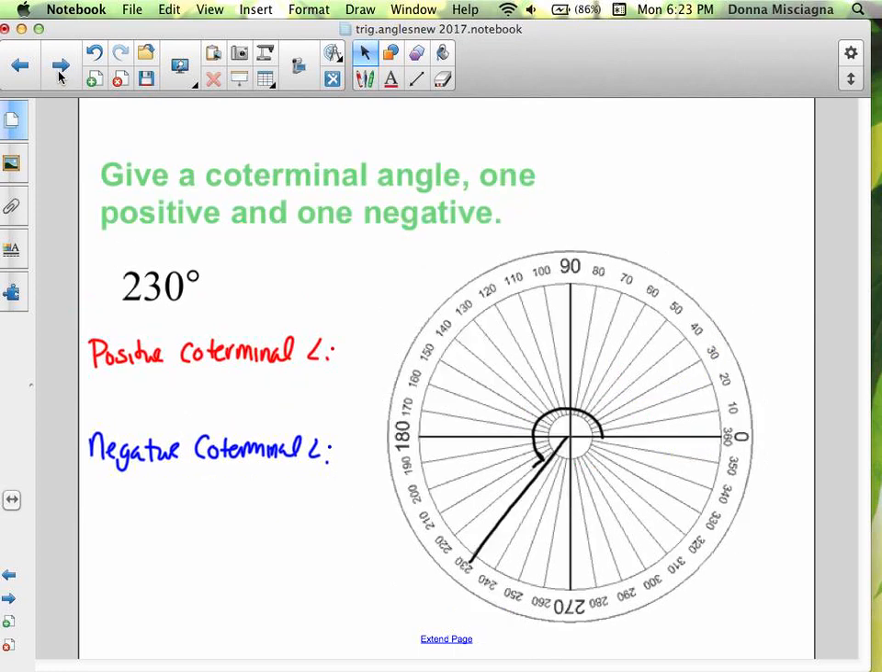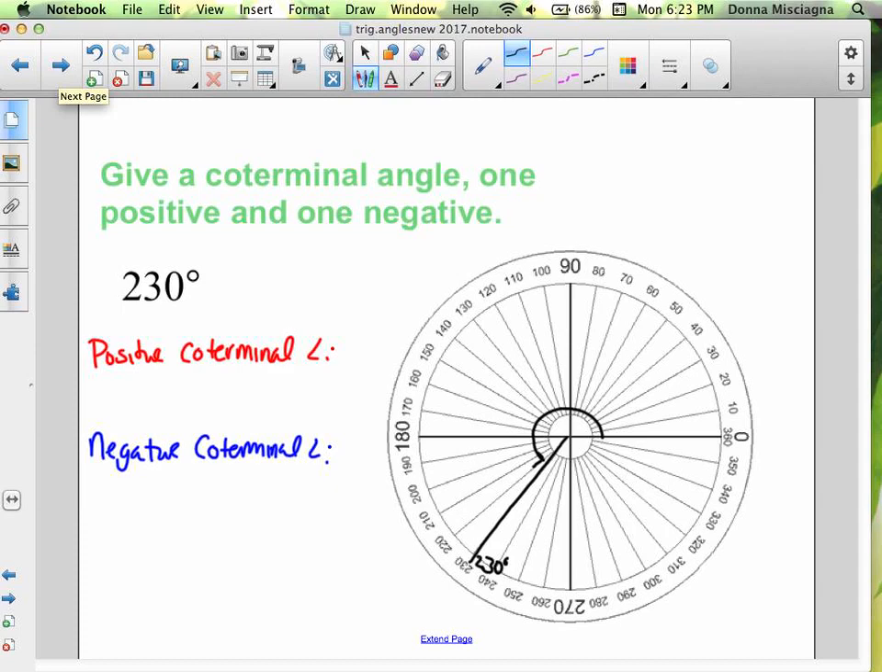All right, so let's look at the next one. 230 degrees, we want a positive coterminal angle. To get a positive coterminal angle, what happened to my 230? Here's my 230. It got erased, but here we go. Oh, there it is. I'll write it, 230 degrees. That's the whole reason I did this, so you can actually see where they're located. So 230 degrees.